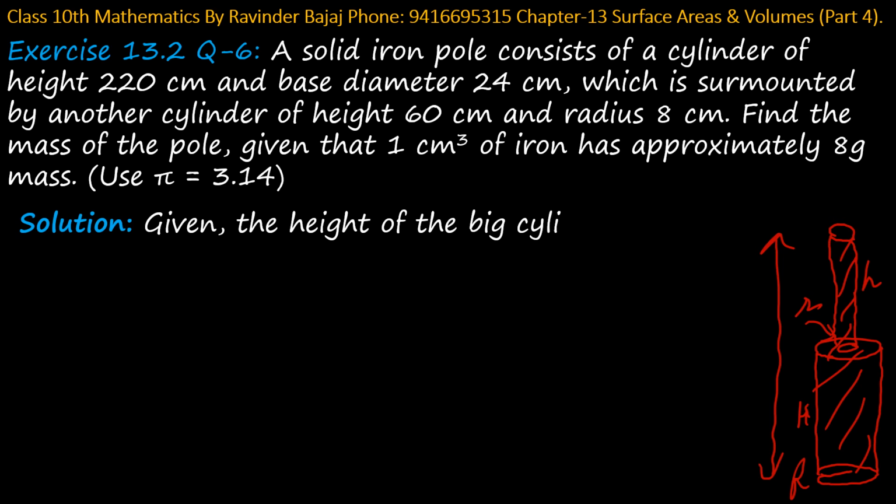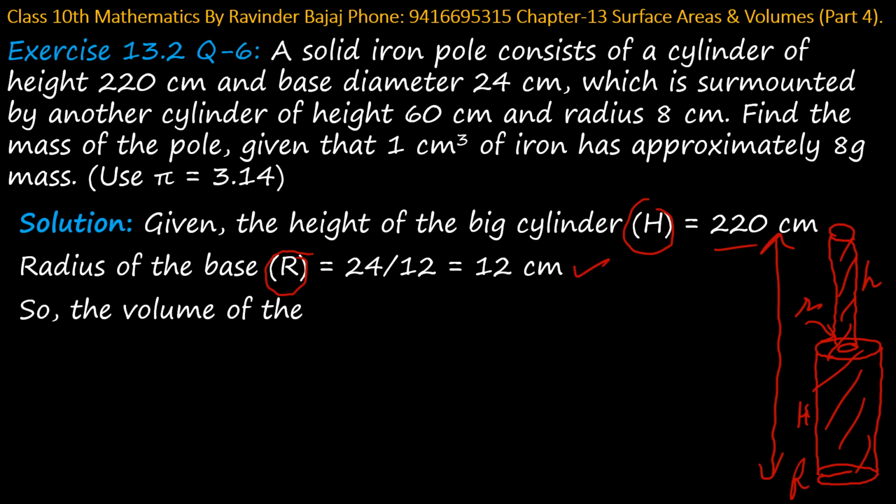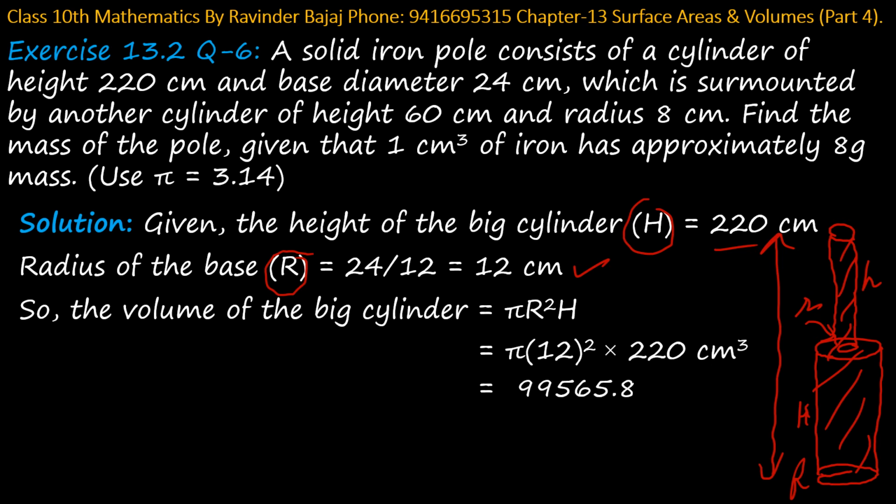Given that height of the big cylinder, capital H, is equal to 220 centimeter and radius of the bigger one is capital R. Capital R and capital H are representing the bigger cylinder. Okay, so 24 upon 2, that is 12 centimeter is the radius. 24 is the diameter given in the question. So the volume of the big cylinder is equal to pi r square h, which is equal to pi into 12 square into h, which is 220, and which is equal to this.